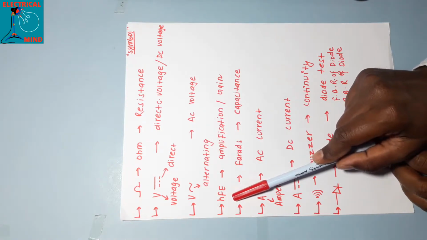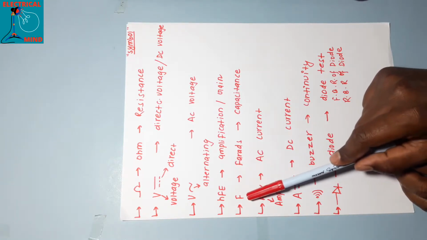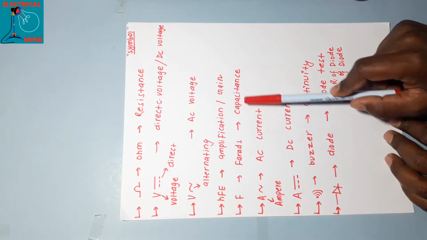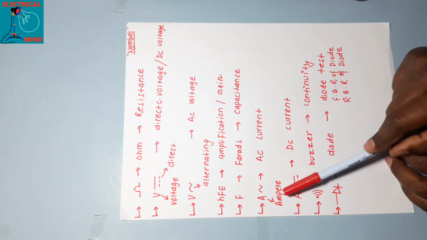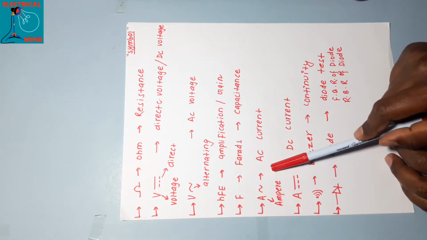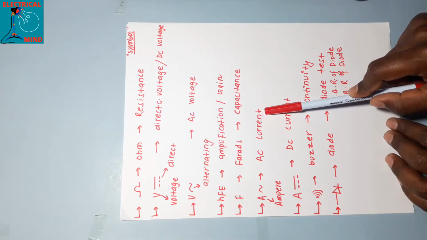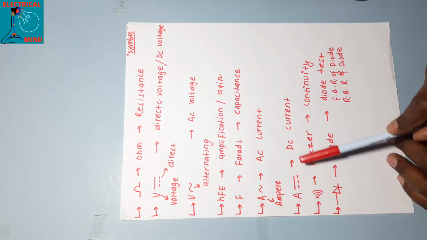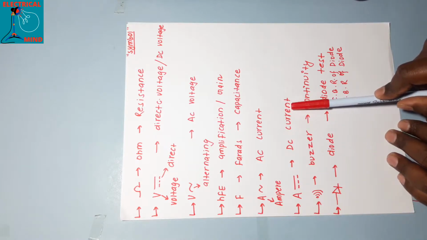If you want to measure amplification or gain of a transistor, then set the pointer to HFE. F stands for farads. To measure capacitance of a capacitor, set the pointer to F. This is the symbol of A. A means ampere. Thus, if you want to measure AC current, set the pointer towards it. This is the symbol of ampere, and this is the symbol of direct. Thus, to measure DC current, set the pointer towards it.